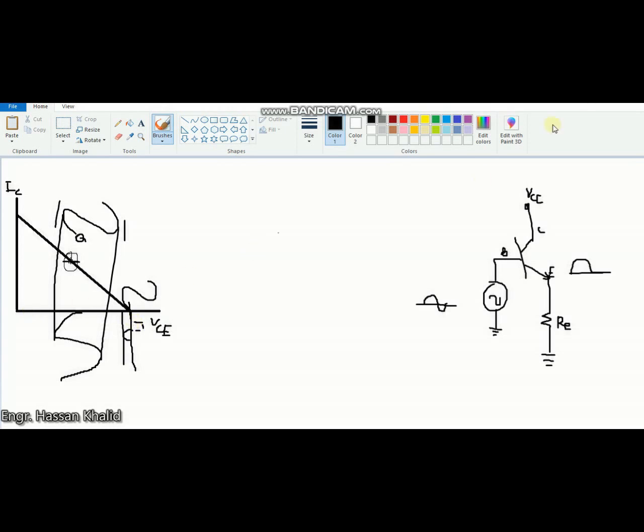Now if you record the value of the collector current at this point, your collector current ICQ will be equal to 0. So for a class B amplifier, you need to bias the amplifier at ICQ equal to 0. Only in this case will the positive cycle appear at the output as an amplified signal, whereas the negative cycle will be eliminated.